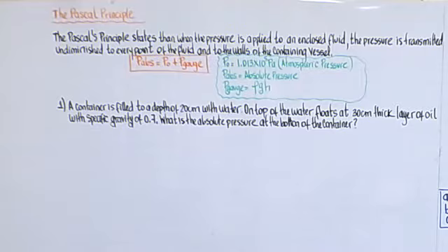The Pascal principle, or in Spanish Principio de Pascal, states that when pressure is applied to an enclosed fluid, the pressure is transmitted undiminished to every point of the fluid and the walls of the container vessel. What does that mean? That means the liquid is going to acquire the shape of the container, and the pressure will be similar upward, downward, left, right, in every direction in that situation, okay?